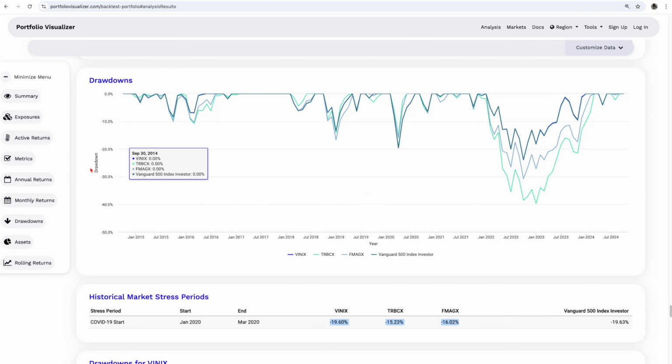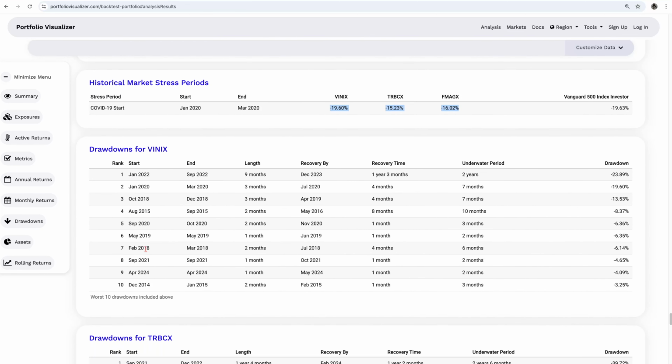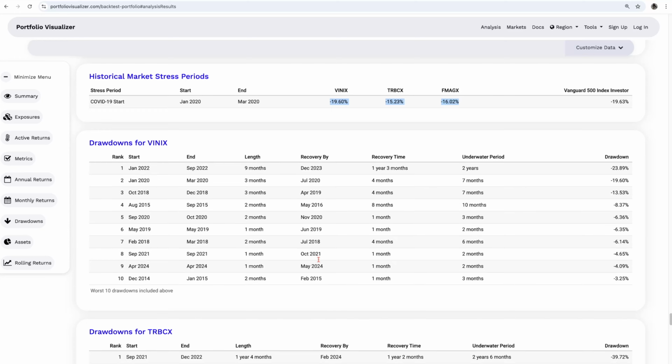Drawdown, this section is very useful because it gives you a nice graphical presentation of the risk factor of the fund. And the drawdown tabular format gives you a nice breakdown of how long the drawdown was, how long it took to recover, the underwater period, and the drawdown percentage.